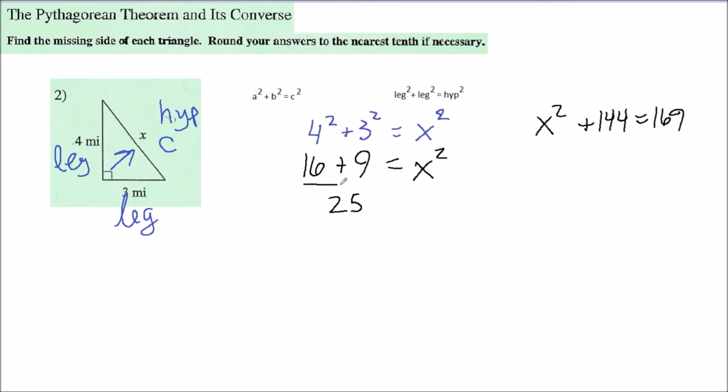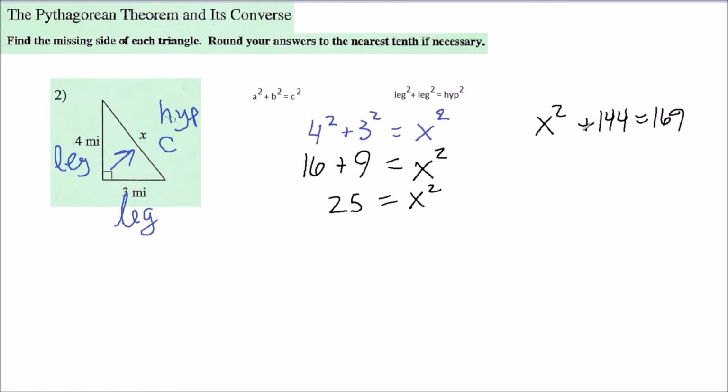But here we are adding. The equation does say 16 plus 9. So I go, all right, let's go ahead and do that. 16 plus 9 is 25. Still equals x squared. So this one is actually turning out to be easier, at least in my opinion, than number 1 was, because I didn't have to cancel it.